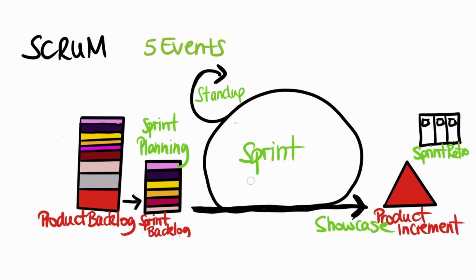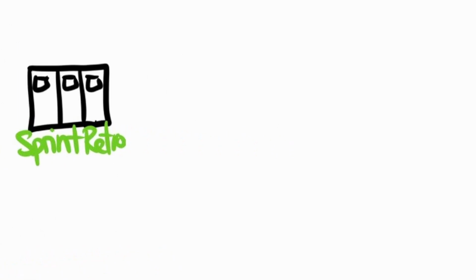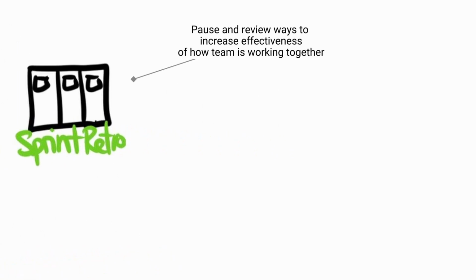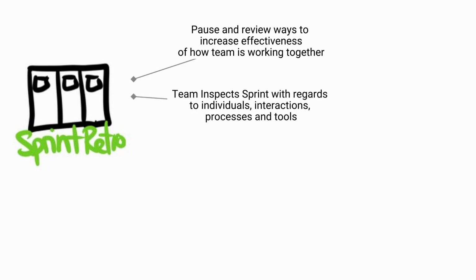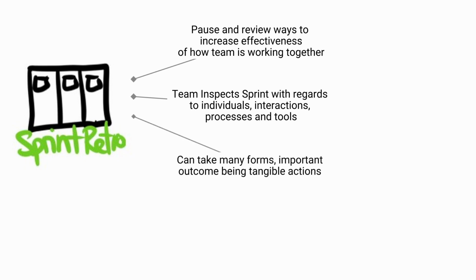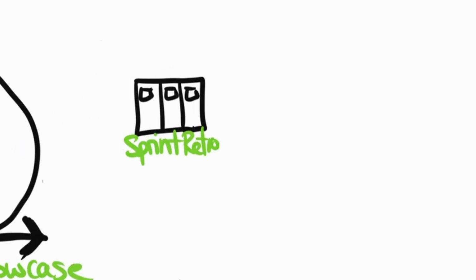Sprint Retro. The purpose of the retro is to pause and review ways to increase quality and effectiveness of how the team is working together. The team together inspects how the last sprint went with regards to individuals, interactions, processes and tools, and anything else that is relevant. This event can take many forms, with the important outcome being tangible actions that can improve subsequent sprints to come. Typically, this is an hour long for a 2-week sprint.